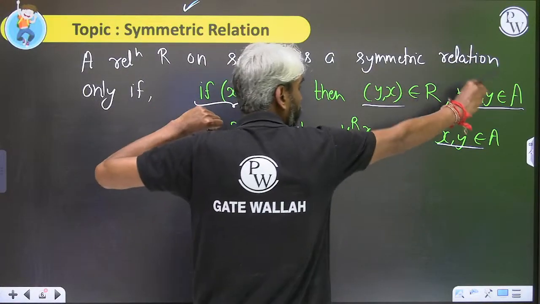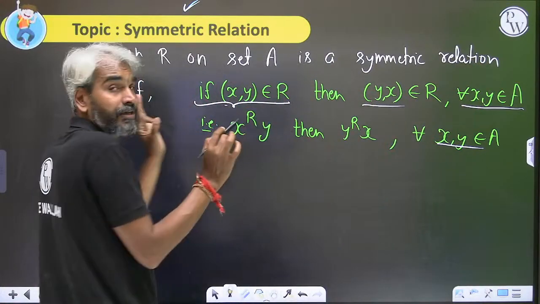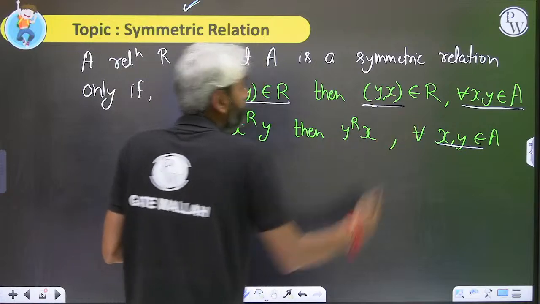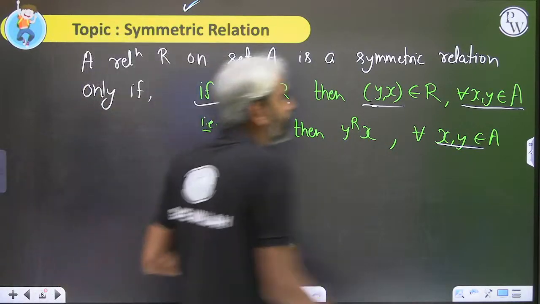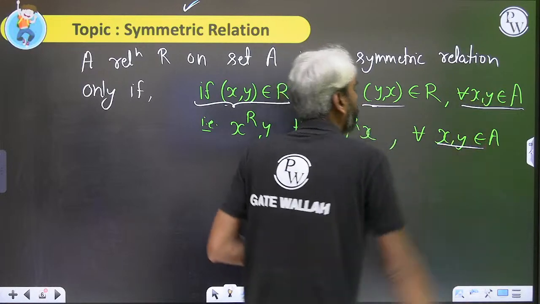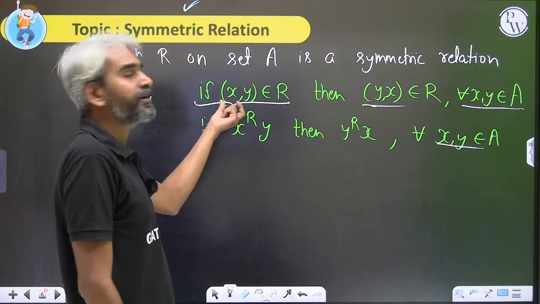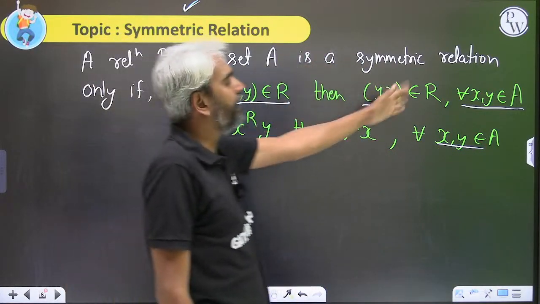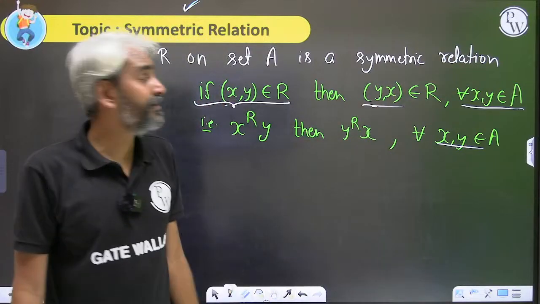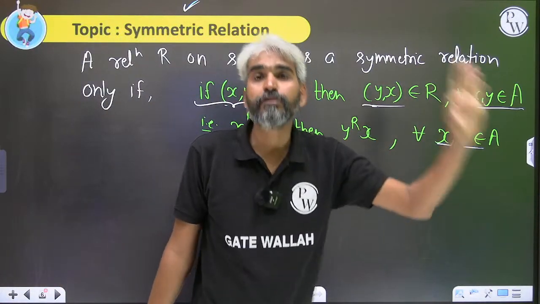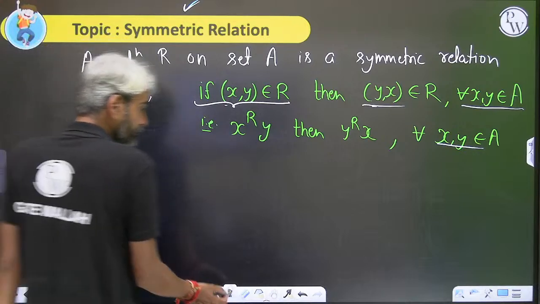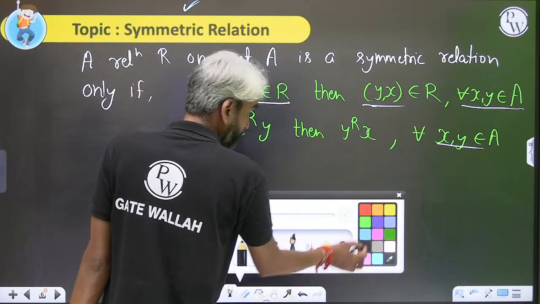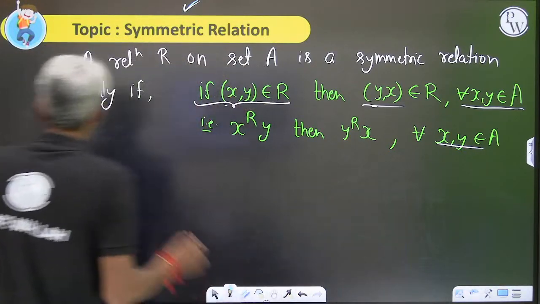That means for whichever x comma y the if condition is satisfied, for those x comma y the then condition should also be satisfied. If there are some pairs of elements for which the if condition itself is false, then for them we don't need to worry about the then condition, and for all will still return true. Clear? So anyway, let's try to understand with the help of an example.